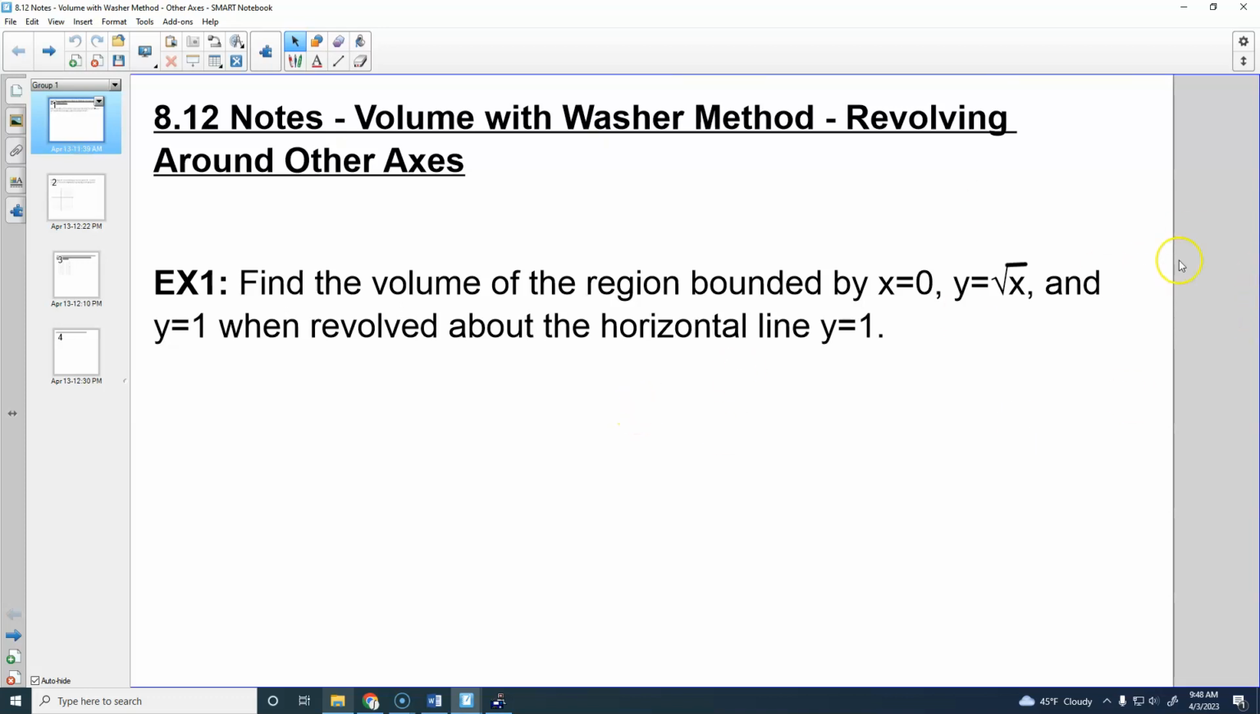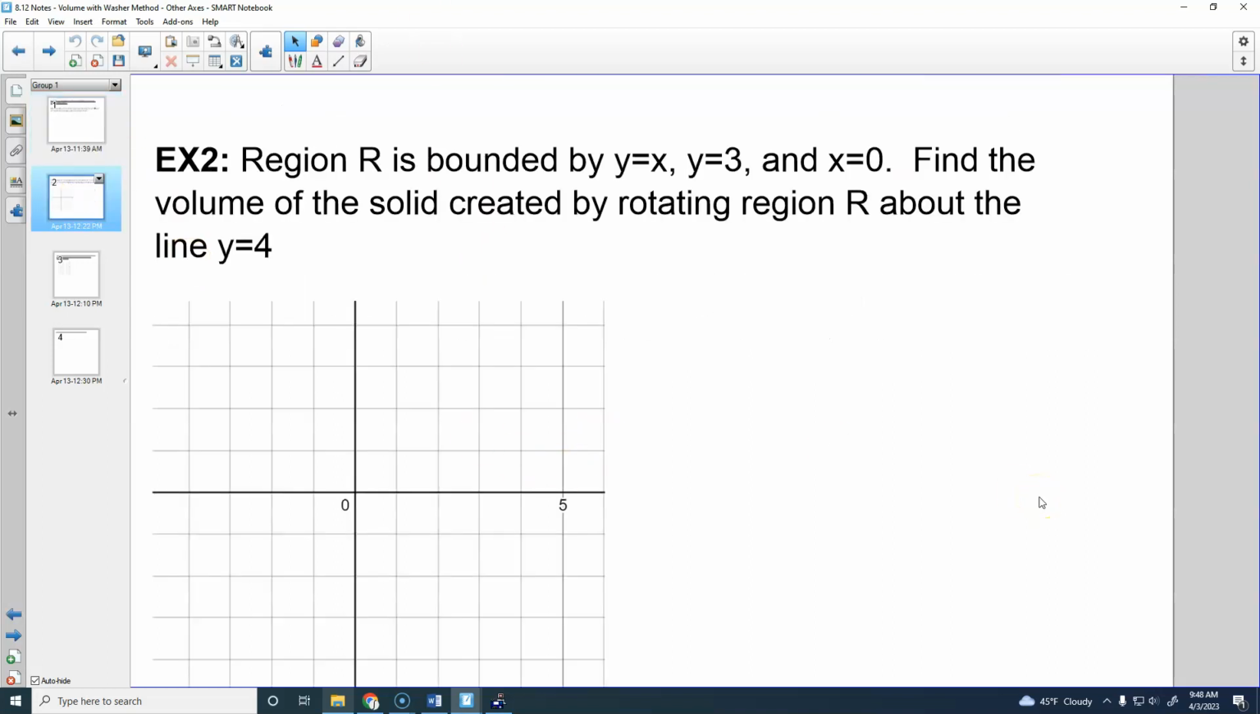All right. Volume of the region bounded by x equals 0, y equals the square root of x, and y equals 1 when revolved about the horizontal line. This one's not going to be a washer, I don't think. I put that one on the second. We may come back and do one, but let's skip the two. All right. Y equals x.